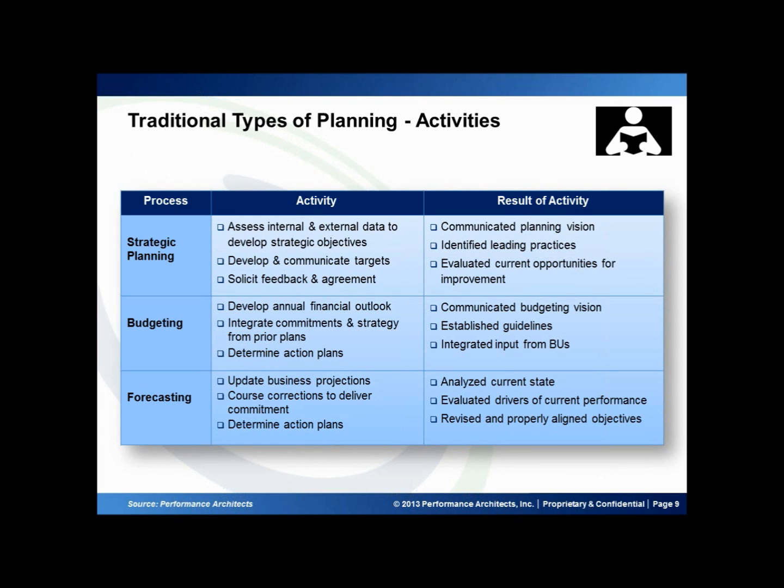For each of the planning types, there are certain associated activities. So for strategic planning, the main activities include assessing internal and external factors. External factors really refer to market conditions, and then developing and communicating targets. For budgeting, activities include developing an annual financial outlook by department, and for forecasting, activities include the constant update of business projections via course corrections and action plans. For all these methods, the results of the activities result in more accurate predictions based on what's known and what the anticipated information is.